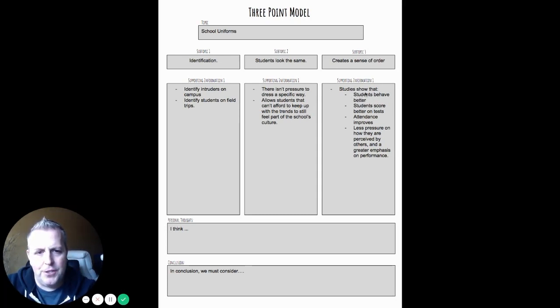I can use research to back this. It says studies show that students behave better. Students score better on tests. Their attendance improves, and there's less pressure on how they are perceived by others, and a greater emphasis is on their performance. And I could then footnote this. I can provide various articles and various references from doctors and psychologists and all those things, and I can create a pretty strong final point.